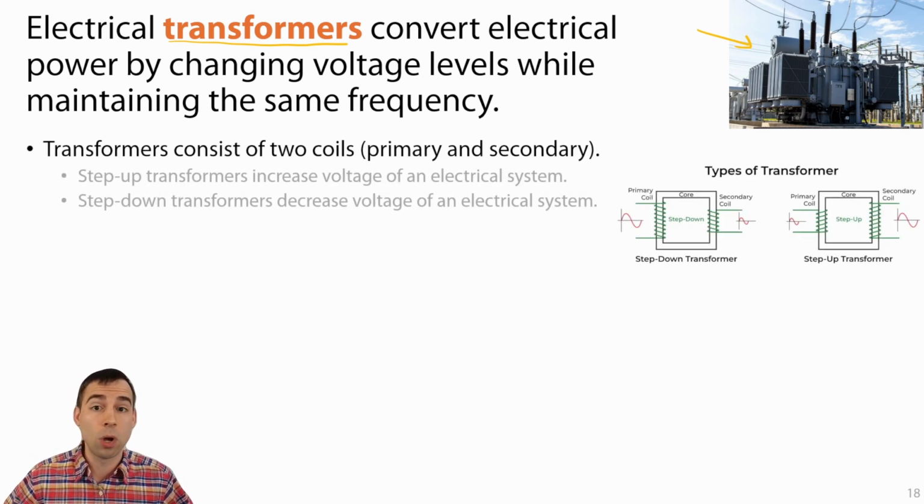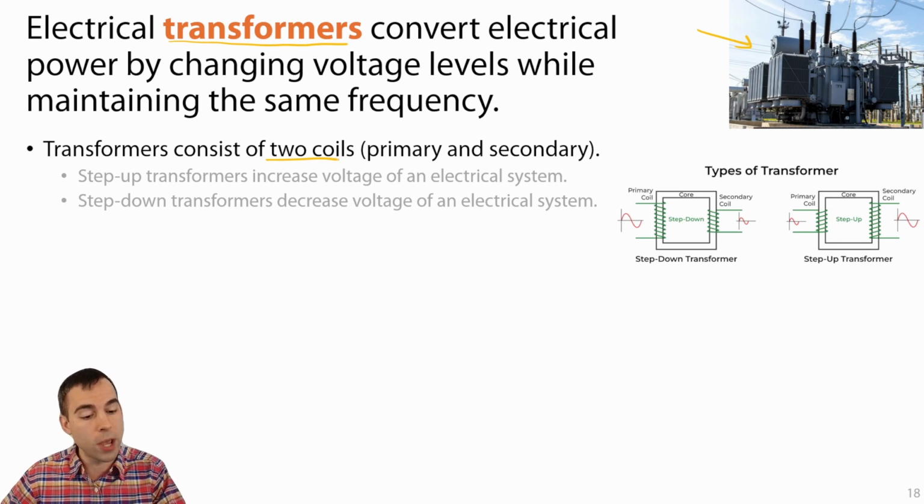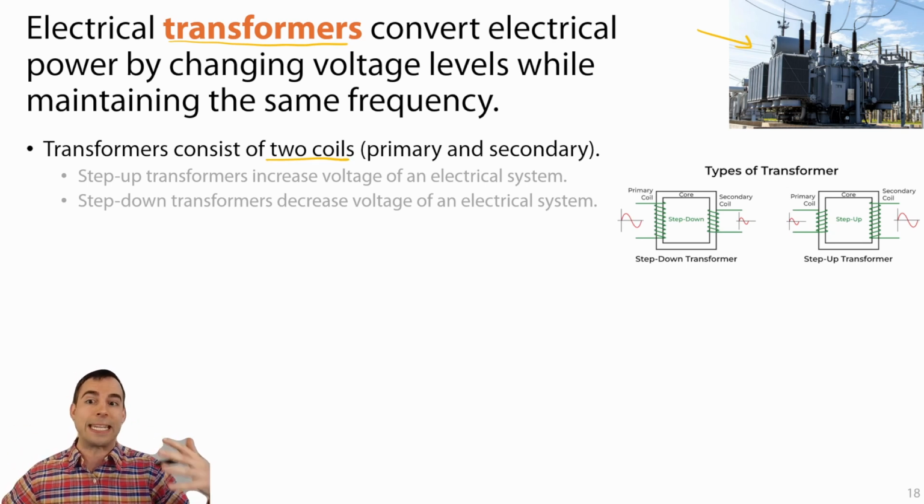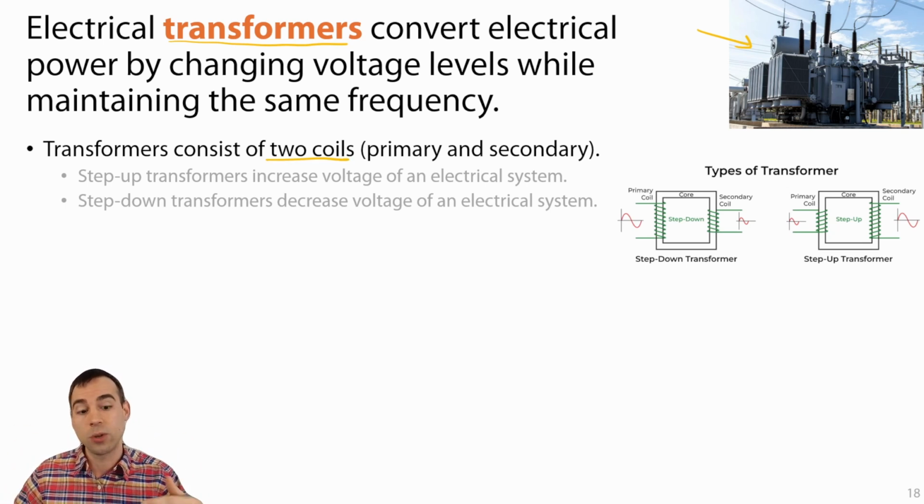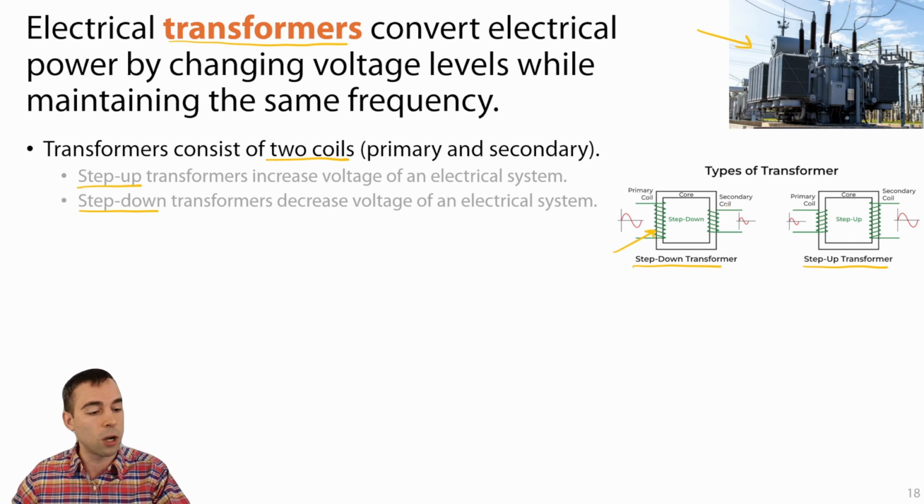A transformer will always involve two coils being electrically linked together, and these coils are essentially used to either step up the voltage to a higher voltage or step down the voltage to a lower voltage. And you'll see that whether it is a step down transformer or step up transformer just depends on how many turns we have in each of these coils.